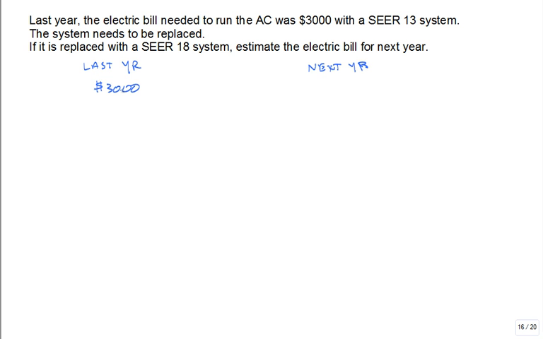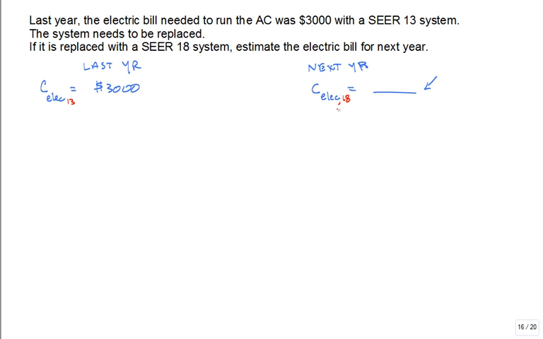I probably want some symbol introduced to help show that. I'll probably say C_elec, cost of electricity. This is really what I'm asked to find. If I replace it, estimate the electric bill for next year, right? That's what I'm looking to find, the cost of electricity next year. Well, I got a little confusion because I have the same symbol. Maybe I add a little subscript. If I run it for a year with a 13 SEER, that's how much it costs, $3,000. If I run it with an 18 SEER, so I got a little added subscript to it, it's going to cost different. Is it going to cost less?